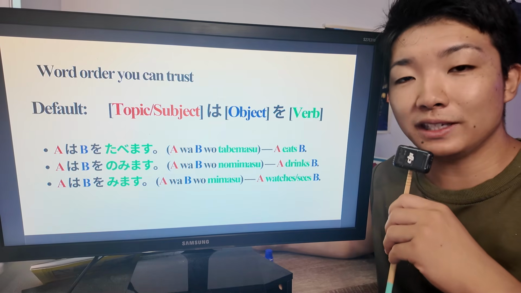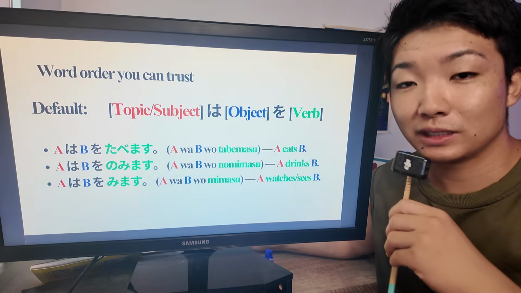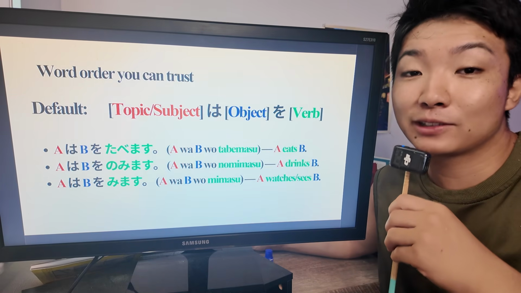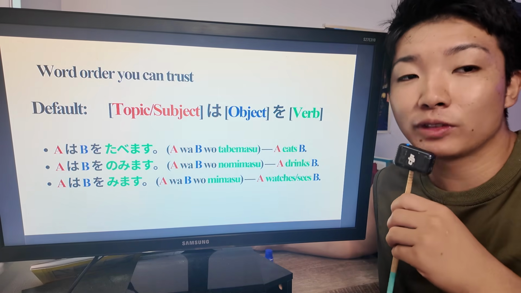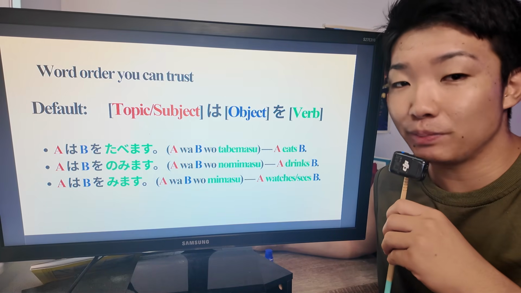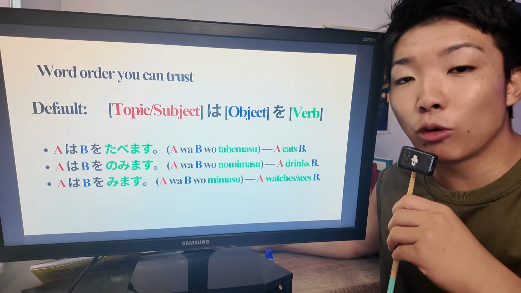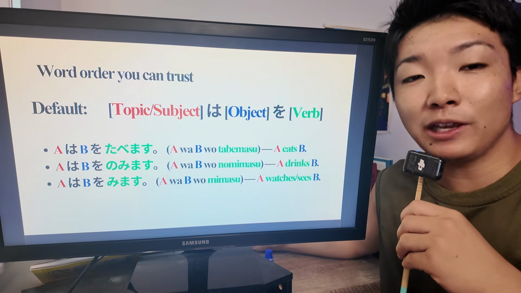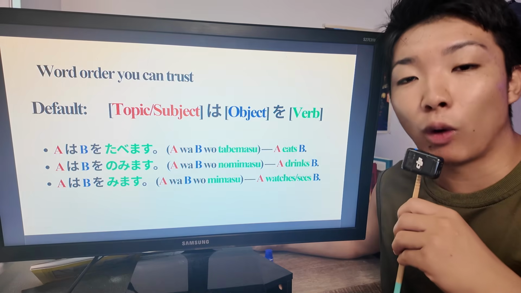Okay, so this is the word order you can trust. The topic subject は object を verb. It's going to be A は B を食べます, it means A eats B. A は B を飲みます, it means A drinks B. A は B を見ます, it means A watches B.